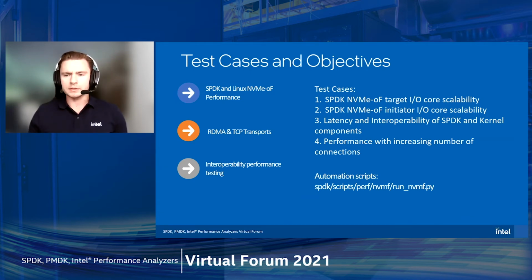When testing storage over Ethernet, we run 4 test cases. First is the target IO core scalability. It is very similar to what John has described in the local storage section. We run the initiator side with a fixed number of CPU cores and scale the number of target cores while running the IO workloads.